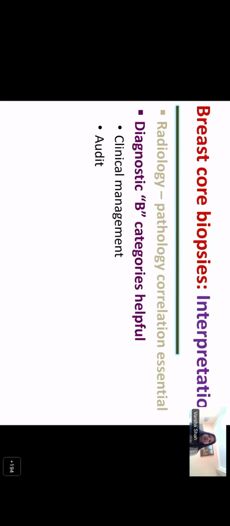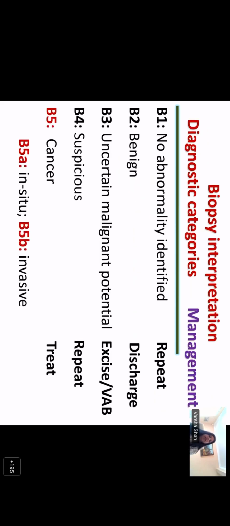And this is what I was talking about, the diagnostic B categories. We find it quite useful because it's useful for clinical management as well as for audit purposes. What is B1? It means the biopsy has been performed, but I have not found the lesion in the biopsy. So it is no abnormality found. I've just got benign breast tissue. Don't report it as B2, benign breast tissue. It would be benign breast tissue, but B1, because I have not found the targeted lesion. So they will repeat the biopsy.